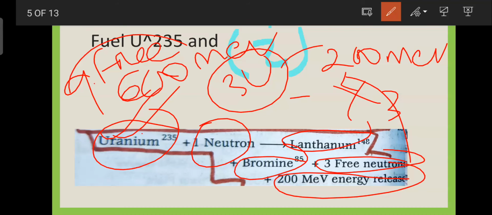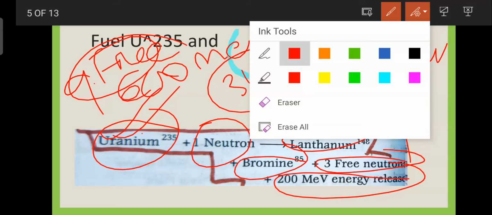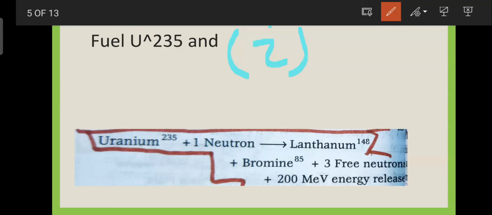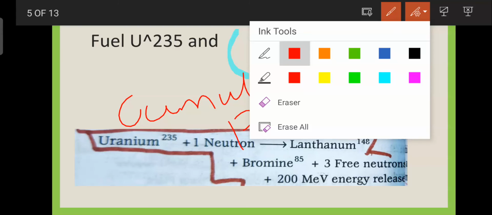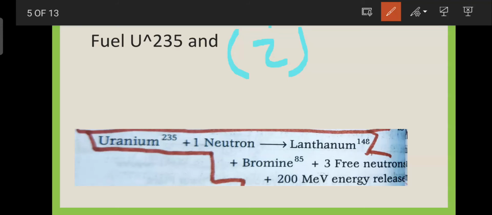9 free neutrons will be released, plus 3 lanthanum and 3 bromine will be produced from the further fusion reaction. This is our cumulative process. Please remember this and write down this reaction formula.